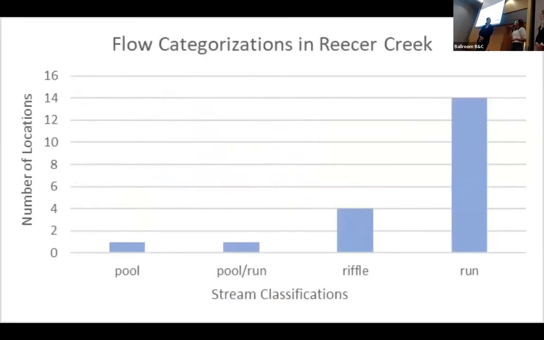And like Lucy mentioned earlier, we also classified the stream at every point that we measured. So we categorized them as either a pool, a riffle, or a run. And over here on the left side, you can see this is the number of locations that we categorized. The majority of our data was taken as a run, which is what Lucy mentioned, just that standard stream flow, an average velocity of around 0.5. And then we had one pool, which had a velocity of 0 meters per second. It's really encouraging to see that the data was pretty spread and that the stream classifications all varied. And it's encouraging to see this because different species need different types of habitats.